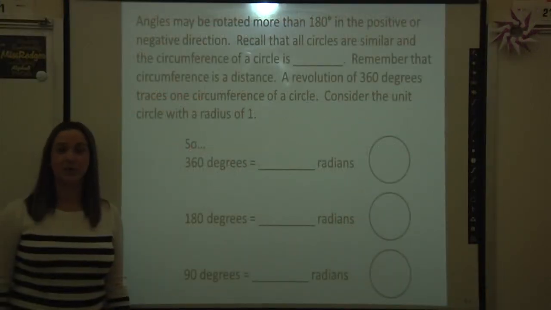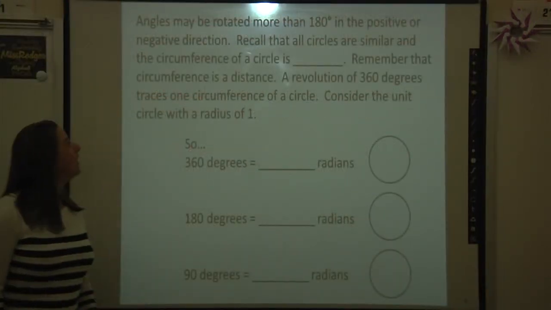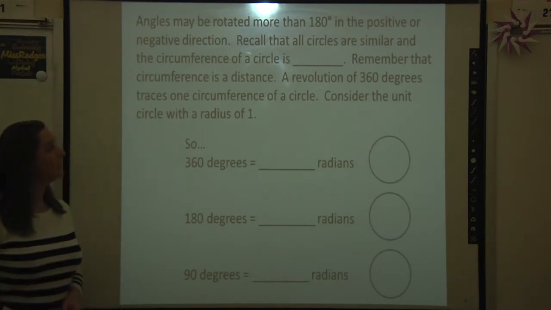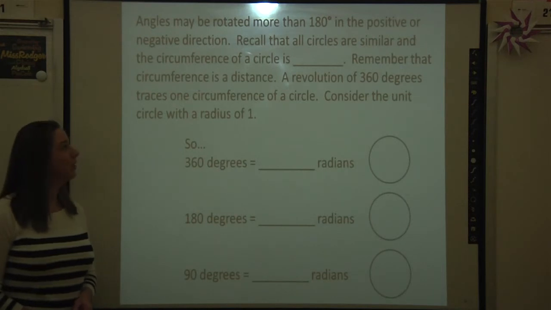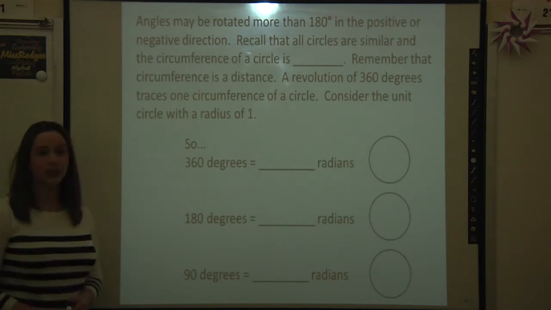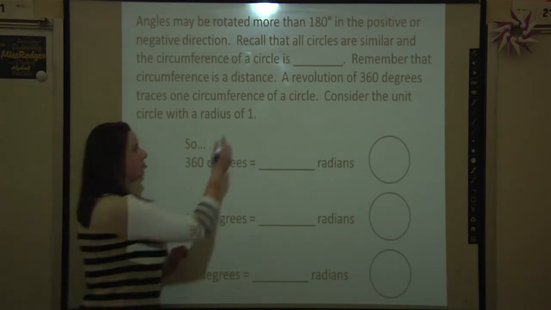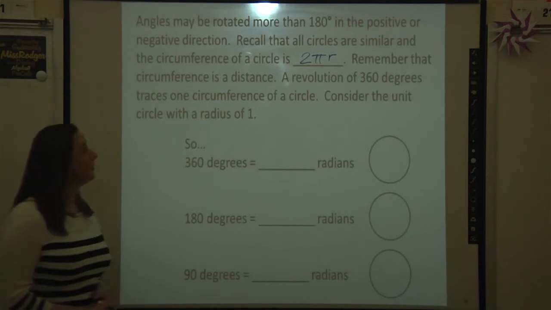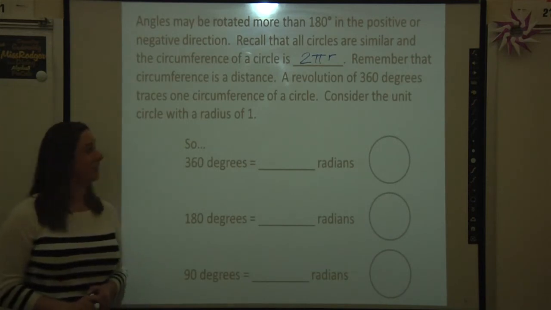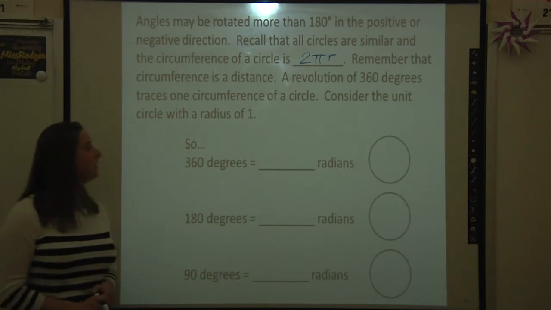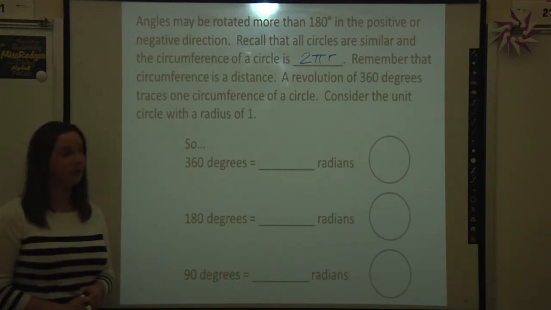Let's take a look at some more definitions and facts. Angles may be rotated more than 180 degrees in the positive or the negative direction. Recall that all circles are similar, and the circumference of a circle is 2 pi r. Remember that circumference is a distance. A revolution of 360 degrees traces one circumference of a circle.